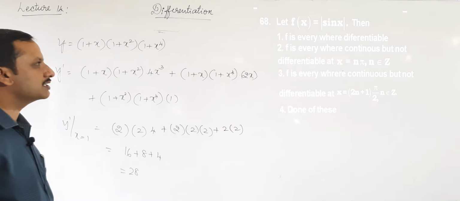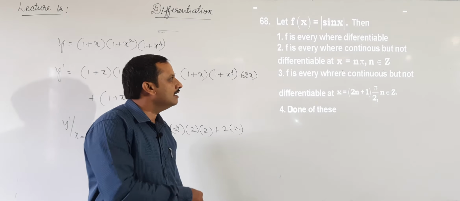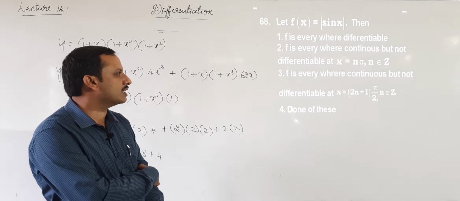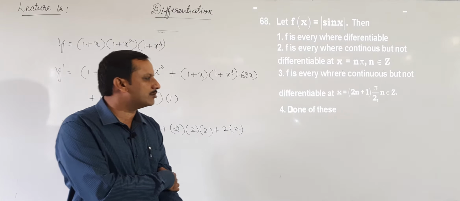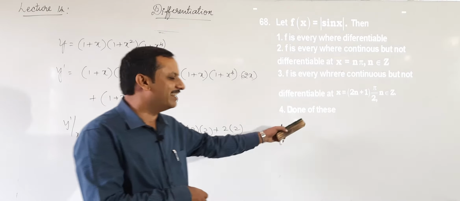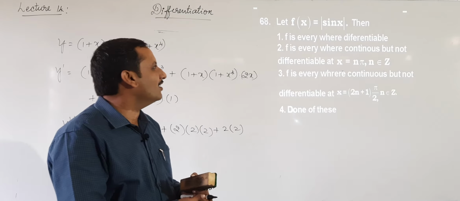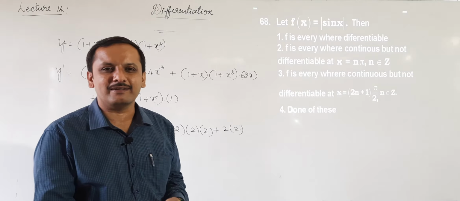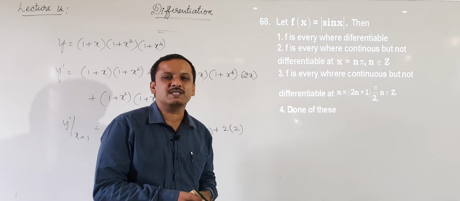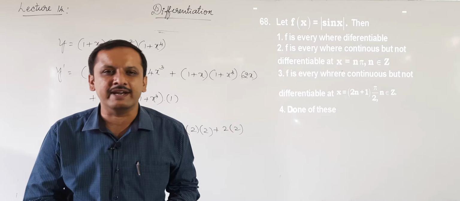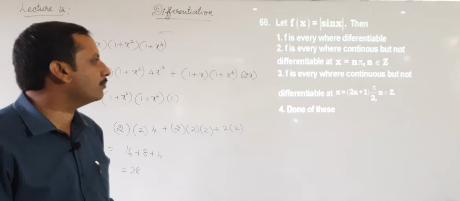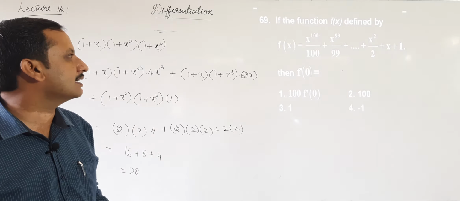Then 68th question. If f of x equal to mod sin x, then f is everywhere differentiable, f is everywhere continuous but not differentiable at x equal to n pi, n belongs to Z, f is everywhere continuous but not differentiable at odd multiples of pi by 2, and none of this. Anyway, I have already explained this earlier while explaining f of x equal to mod cos x. Here f of x equal to mod sin x. This function is continuous everywhere and not differentiable at all multiples of pi, at x equal to n pi, which means the second option is the correct answer.